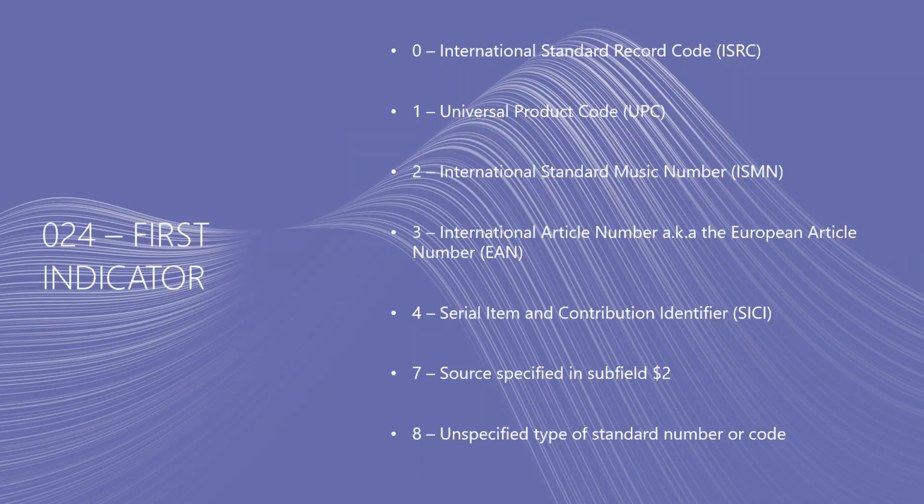024, the first indicator. The first indicator is the type of standard number or code you will be using for the item. You'll see there are 7 options here, but note that there is no number 5 or number 6 here. Only 2 of these options really apply to CDs or DVDs, which is 0 and 1. So we'll take a closer look at them, but I'm also going to take a quick look at the International Standard Music Number, simply because it's music related and thought would fit here.